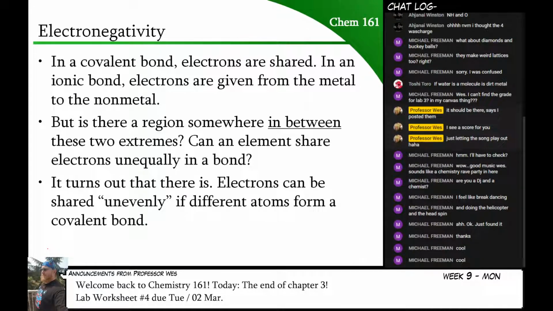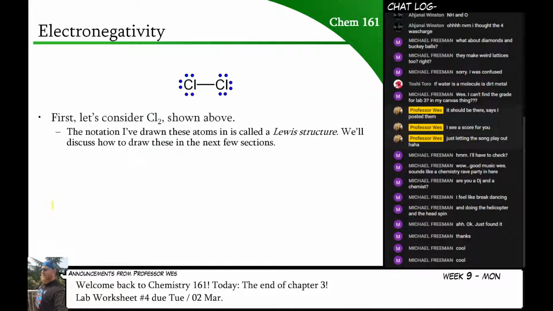Now, what's the easiest way to get this uneven sharing? Well, electrons will be shared unevenly if you use different atoms to make a bond. In other words, if I put two H atoms together, they're exactly the same. They will share exactly the same. But if I put H with some other atom, like, say, chlorine or fluorine, something different will happen. One of the atoms will want the electrons more than the other. And it's our job to figure out how that works and to try and describe it as best as we can. So let's look at chlorine.